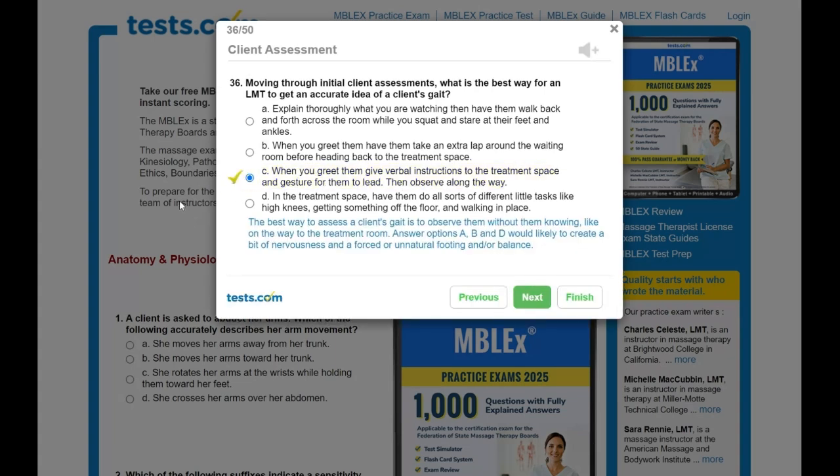C. When you greet them, give verbal instructions to the treatment space and gesture for them to lead, then observe along the way. The best way to assess a client's gait is to observe them without them knowing, like on the way to the treatment room. Answer options A, B, and D would likely create a bit of nervousness and a forced or unnatural footing and/or balance.